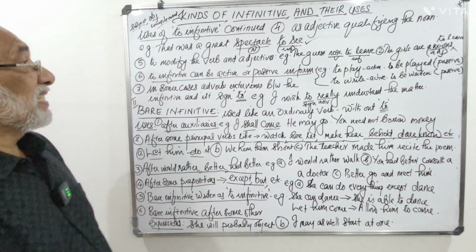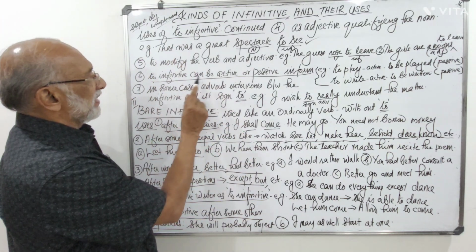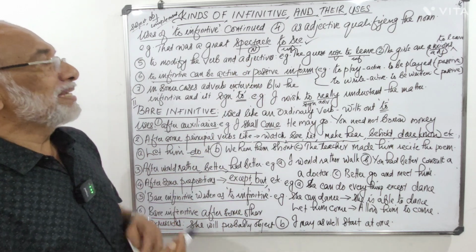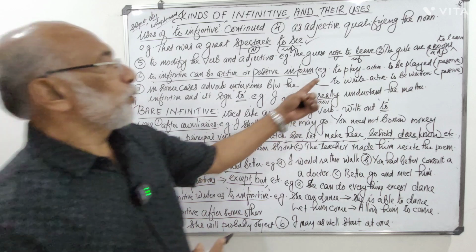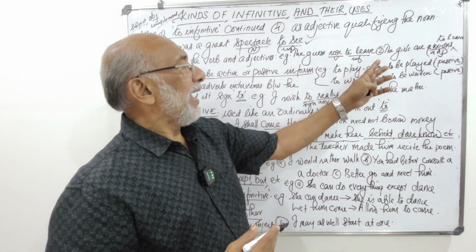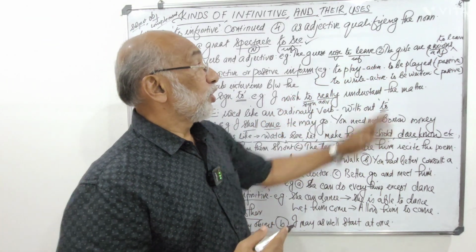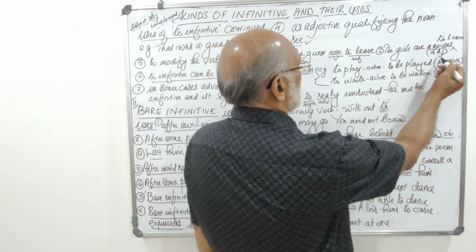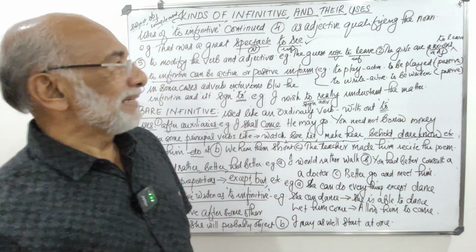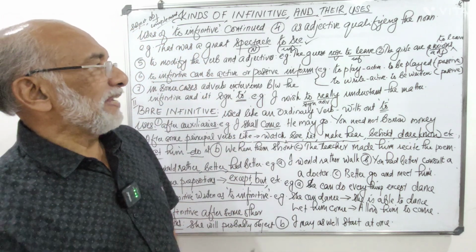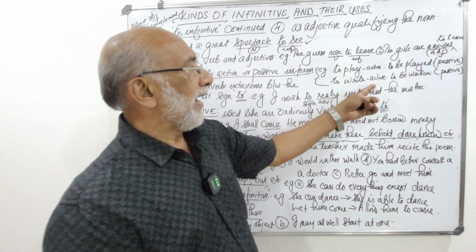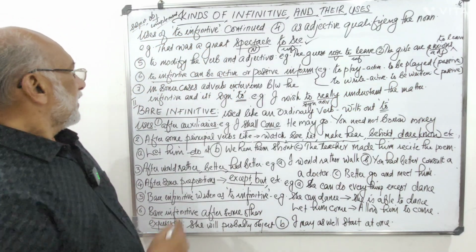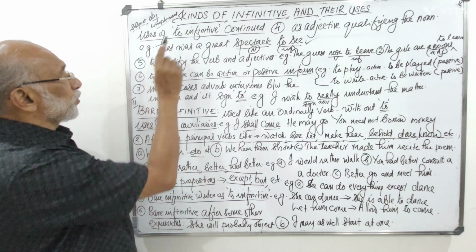And now coming to the sixth use of to-infinitive, it can be active or passive. That means it can be used in the active voice and the passive voice. To play, that is active voice, a verb in the active voice. To be played, that is in the passive voice. So to-infinitive can be used in the active voice and in the passive voice. Another example, to write, active, to be written is in the passive.